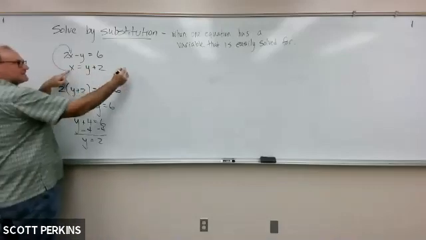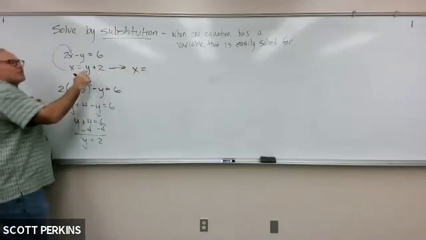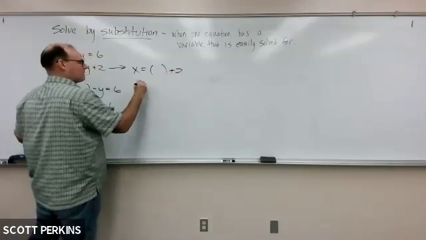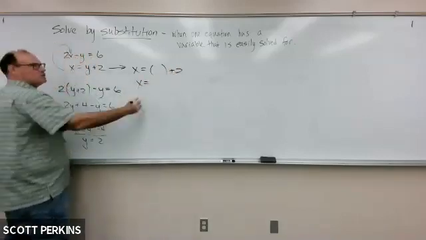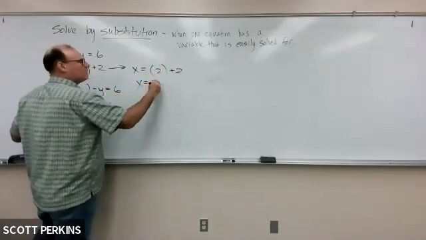Okay, so I've got x, so I'm going to just draw a little arrow. I've got x is equal to whatever my y value is, in parentheses, plus 2. Well, my y value is 2, so I'm going to pop that in right there. And 2 plus 2 is 4.